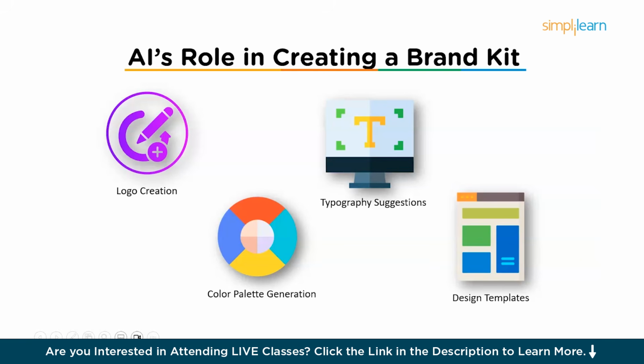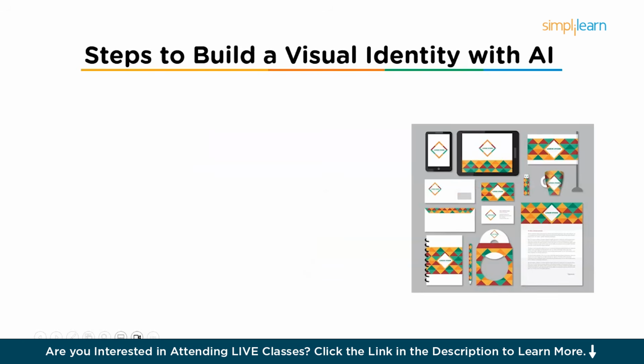So AI makes it easier for the designers or even the non-designers to create the professional brand kits quickly, cutting down on the time and the effort traditionally required for this task. So now let's move on to the next. We have steps to build a visual identity with AI. So building a visual identity with AI can be broken down into a few simple steps. So AI can guide you through the process, making it both efficient and effective.